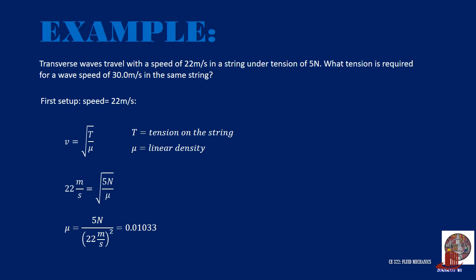0.01033. Knowing the linear density of the string, we can then solve for the tension required to shake it with 30 meters per second. So with the same formula, root of T all over mu, we can place the given to make it 30 meters per second is equal to root of T all over 0.01033, and tension is solved as 9.297 newtons.